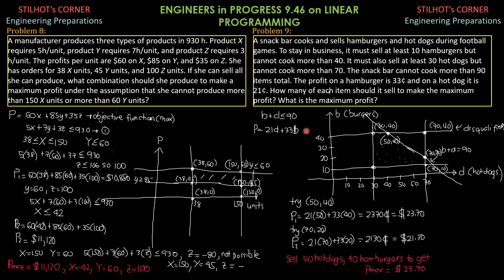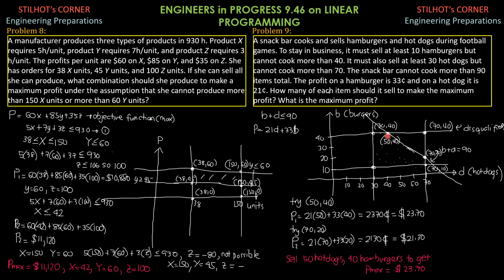So we plot this B plus D equals 90, intercepts 90 there, then 90 also here. So when it intersects with hot dogs equals 70, because of this line here, if the number of hot dogs is 70, then burgers should only be 20, 90 minus 70. So that point is 70 comma 20. And when the number of burgers to be produced is 40, then D is 90 minus 40, so it should be 50. So hot dogs should be 50 and burgers should be 40.